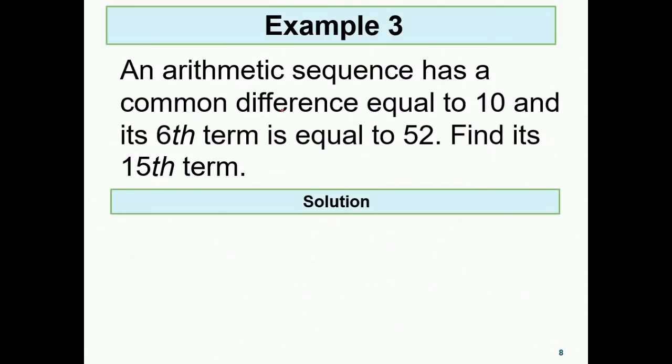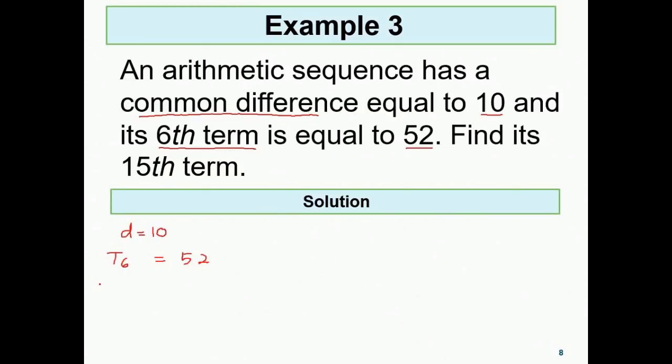Now proceed to the third example. Read the question carefully. The question is getting harder. An arithmetic sequence has a common difference. So this is given, D is equal to 10. And the sixth term is equal to 52. T6 is equal to 52.